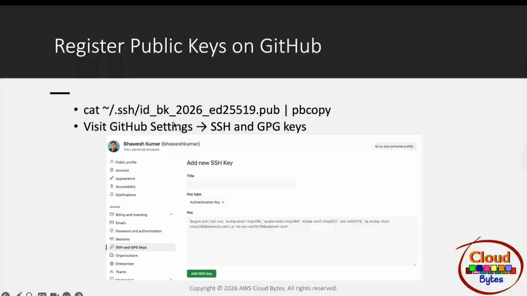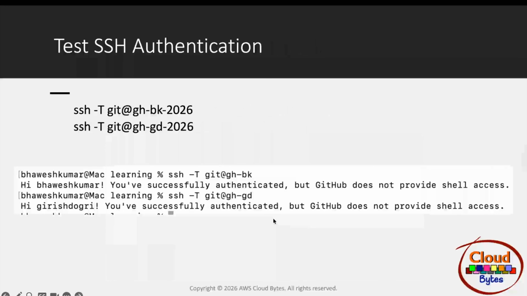So this slide is showing the same thing. You can copy the public key and then go to SSH and GPG keys, add a new SSH key, give a title, choose authentication key, and then add it. Now, once you add it, you can test it.